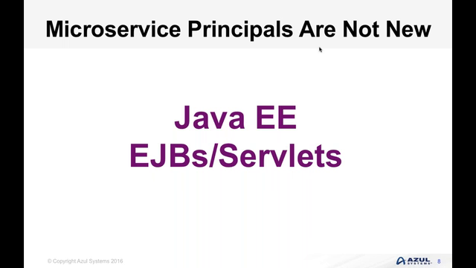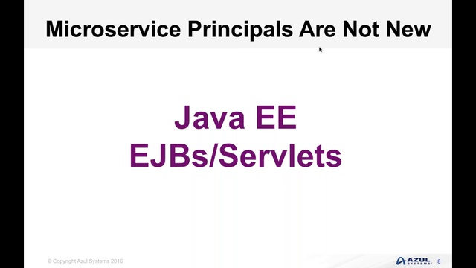And so Java has had the fundamental ideas of microservices from way back to like 1998, I think it was, when Java EE first came out. And what we have here is the idea of components. So you have enterprise Java beans, you have servlets, and these are the components which make up your application. And these run inside a container.